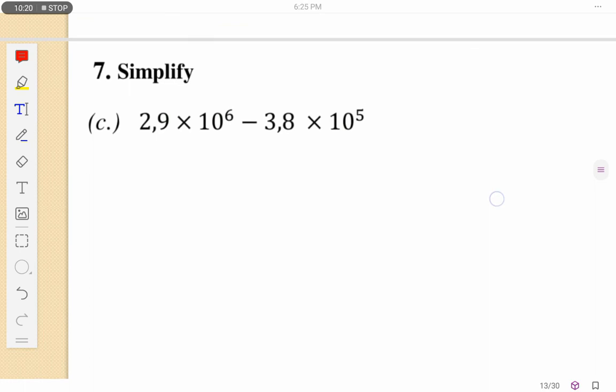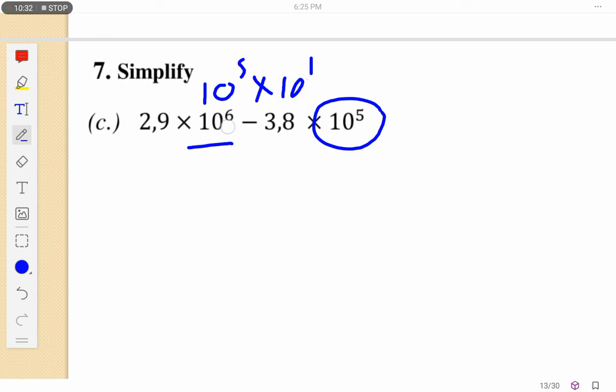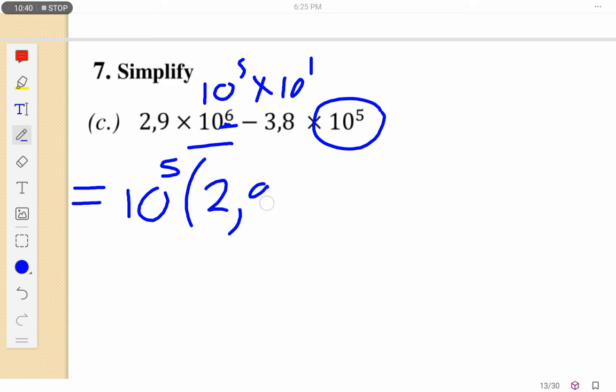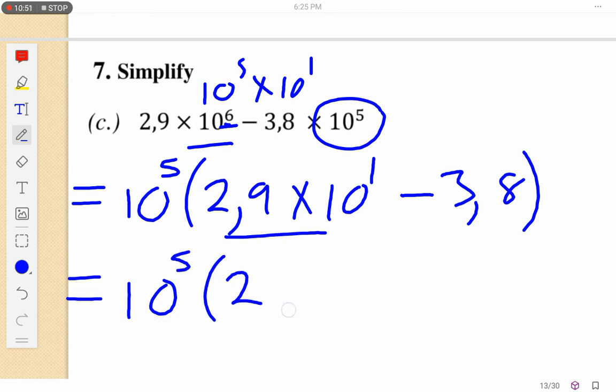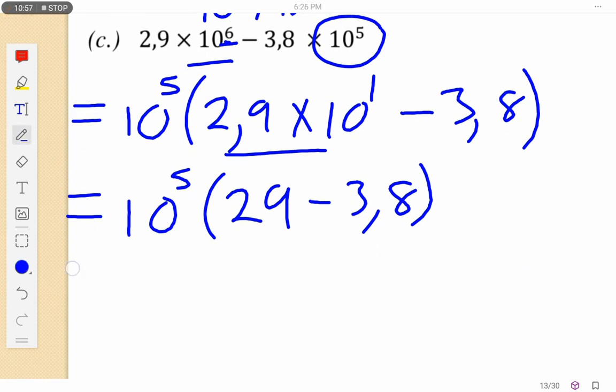The next question, we are subtracting. When subtracting, we said we can take the common factor. This one is the common factor, and here I can say it's 10 to the power of 5 times 10 to the power of 1, which makes it 6 there. So I can have 10 to the power of 5 as the common factor, and I'll remain with 2.9 times 10 to the power of 1 minus 3.8, like that. Then I can have 10 to the power of 5. This one is the same as 29 minus 3.8, like that. And if I subtract them, I will get 25.2.